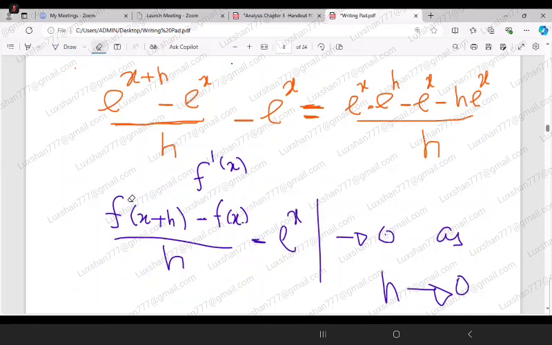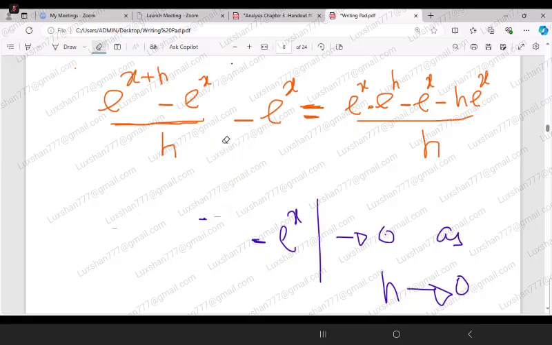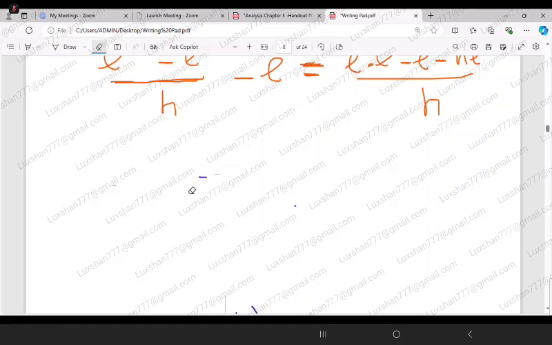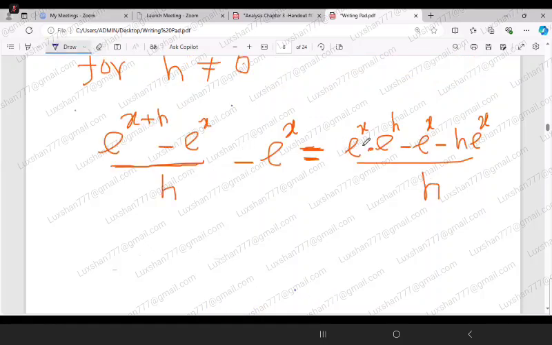Okay, right. So let me show you how we can do this one. There is no problem with this one. So now this is e to the power x into e to the power h minus e to the power x minus h. So you can take out e to the power x. I'm writing the h also here. Then this becomes e to the power h minus 1 minus h. Okay.